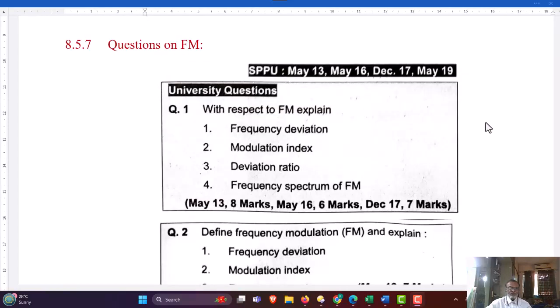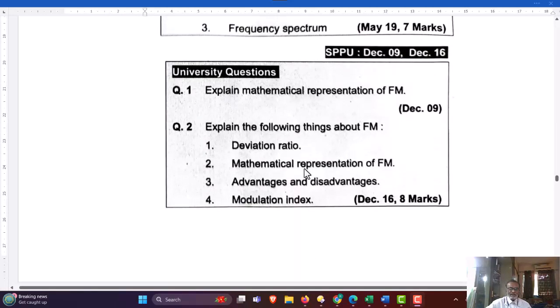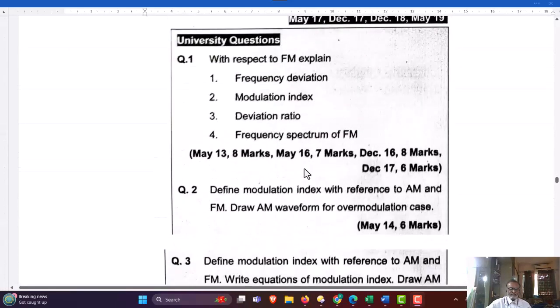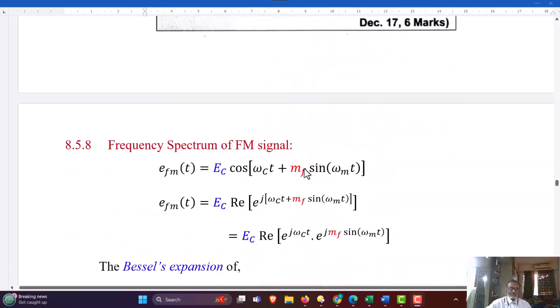The various questions those are asked on frequency modulation in the university exam paper are listed here. So whatever we have discussed up till now, same is asked in the university examination for 6 to 7 marks. And it is repeated most of the time. So therefore, here we have just finished the frequency modulation and frequency modulated signal expression.